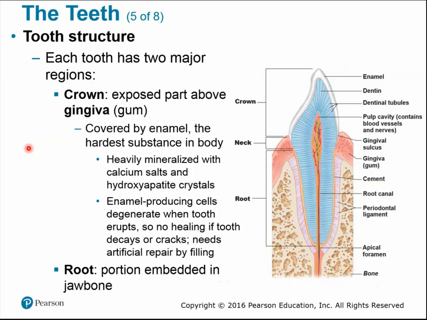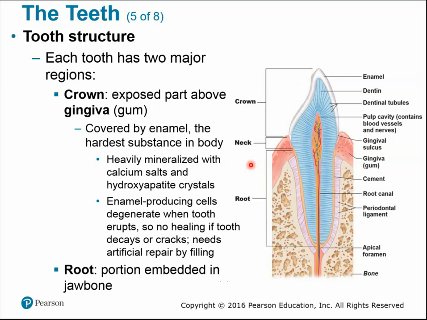Looking at tooth structure, each tooth has two major regions. We have the crown, which is just the exposed portion that we can see above the gum, or gingiva. The crown will be covered by a layer of enamel. Enamel is the hardest substance our body can make. It's similar to bone, but it's more heavily mineralized, with a lot more calcium salts and crystals in it. Once the tooth is formed and erupts from the gum line, the cells that produce this enamel are going to degenerate. This is why our teeth can't heal if they get a cavity or a crack. We'll have to rely on artificial repairs.